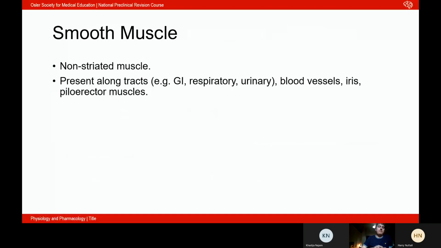Okay, so we've considered the first two types of muscle, and finally I'm going to consider smooth muscle. And this is very different. Cardiac muscle and skeletal muscle have lots of similarities, and there are some similarities with smooth muscle, but in many ways smooth muscle is the odd one out. It's very different in its structure. It's a non-striated muscle, so it doesn't have these defined sarcomeres, and it's present along tracts, and not exclusively along tracts. We see it in the iris and in the piloerector muscles.